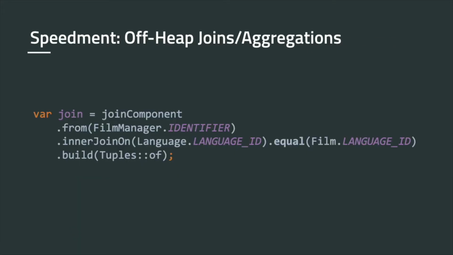Because remember, just to create a shared object is 200 nanoseconds. We don't have that budget. Another cool thing is that you can create kind of semantic joins from RAM. So in this case, we have a film, and we join on language from a language table. And we create a tuple of that. So that creates kind of a RAM representation of a join.